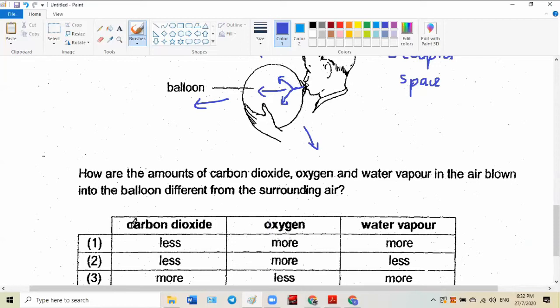Okay. How are the amounts of carbon dioxide and oxygen blown out here different from the surrounding air? What topic is this? This is our topic on respiration. Have you learned respiration? Nope. Never mind, learn here. So there's oxygen in the air, right? You know oxygen? Like some people in the hospital now, COVID-19, a lot of people cannot breathe. They need an oxygen tank. So is oxygen in the air more than inside the body or not?